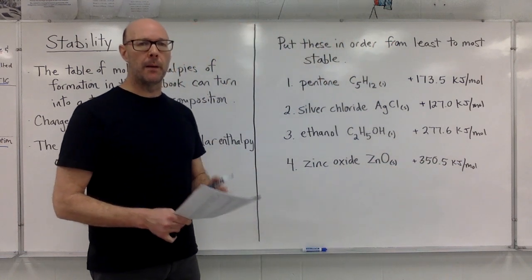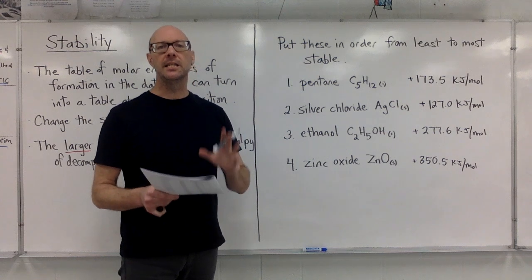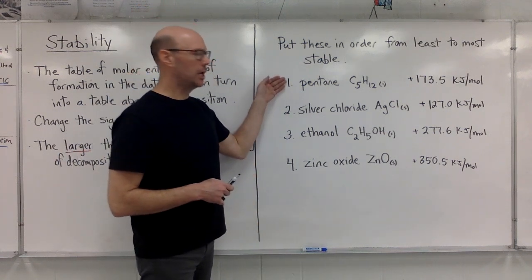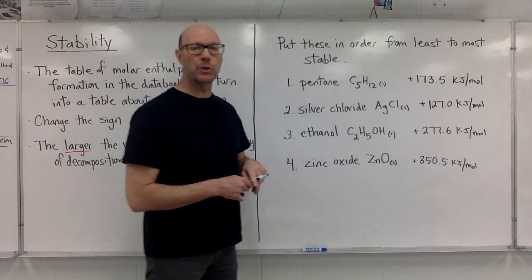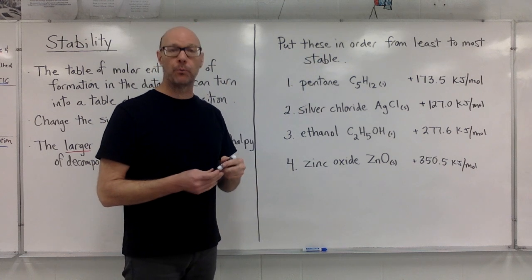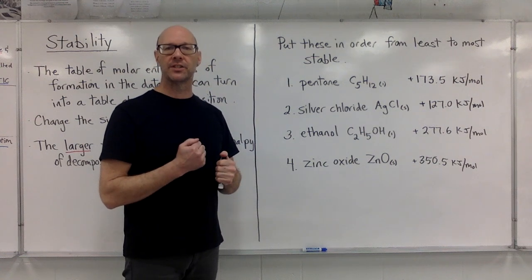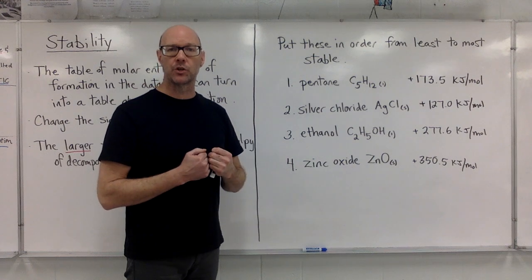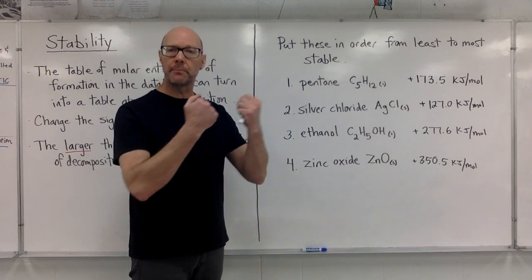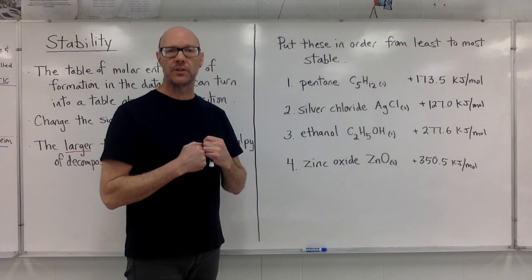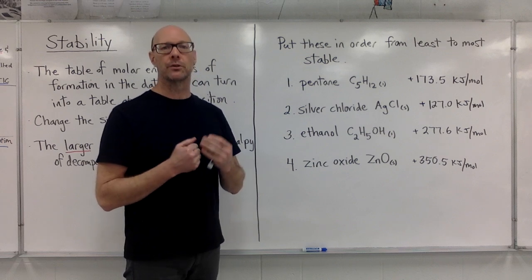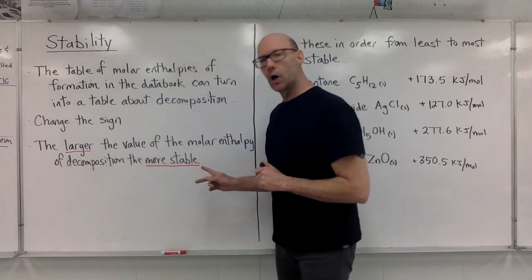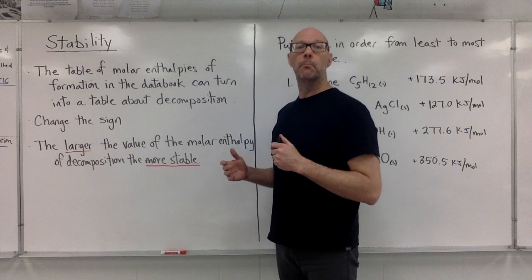These numbers now become the molar enthalpies of decomposition. Let's think about what that means. To get pentane to decompose, it has to absorb 173.5 kilojoules. Silver chloride will decompose when it takes in 127. Ethanol has to absorb 277.6 kilojoules of energy to break down, to decompose, and zinc oxide at positive 350. The larger the value, the more stable.